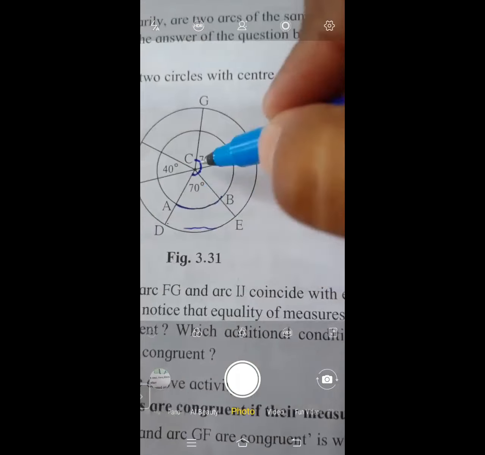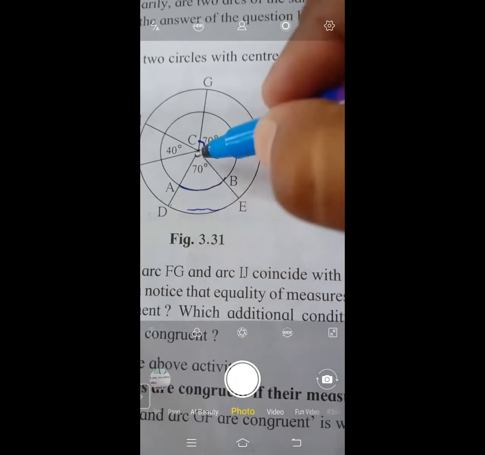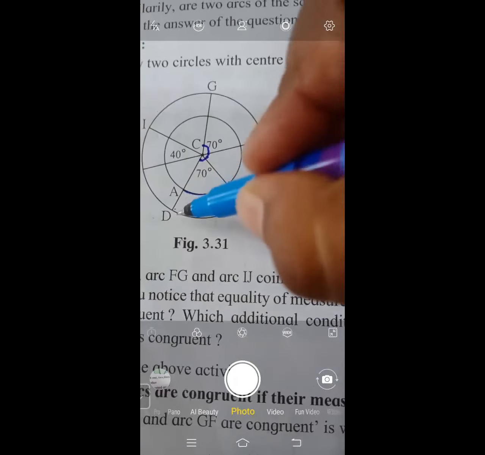Okay, so this is the additional condition, that the radius should also be equal, not just that their two central angles are equal. You can see that both the arcs, the arc of the outer circle DE and the arc AB, will be of 70 degrees. Will they be congruent? No, they will not be congruent. Why are they not congruent? Because the radius of the inner circle is different from the radius of the outer circle.